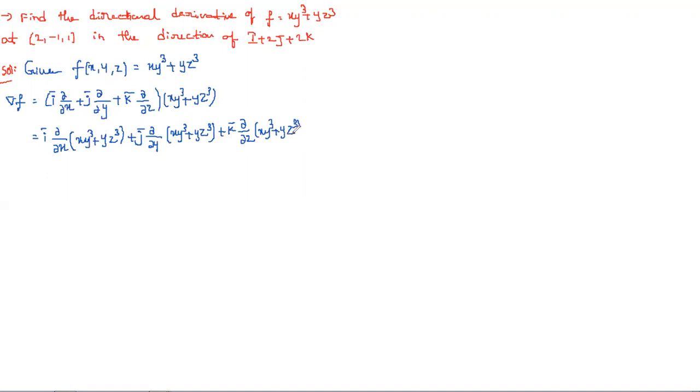So first you need to apply the derivatives for this, i into, with respect to x we are applying partial derivative here. So y is a constant, y cube, and the derivative of x is 1, and here there is no x term, completely constant, the derivative is 0. Plus j into, with respect to y, y cube derivative is 3y square, so 3xy square plus z cube. Plus k into, with respect to z we are applying, there is no z term in that, the derivative of this one is 0, and here z cube derivative is nothing but 3z square.